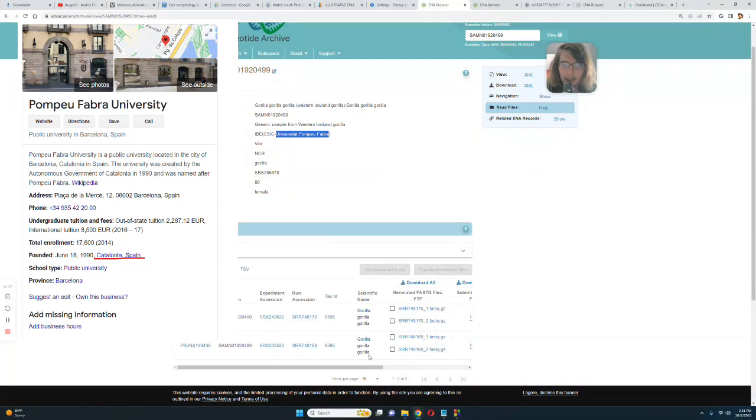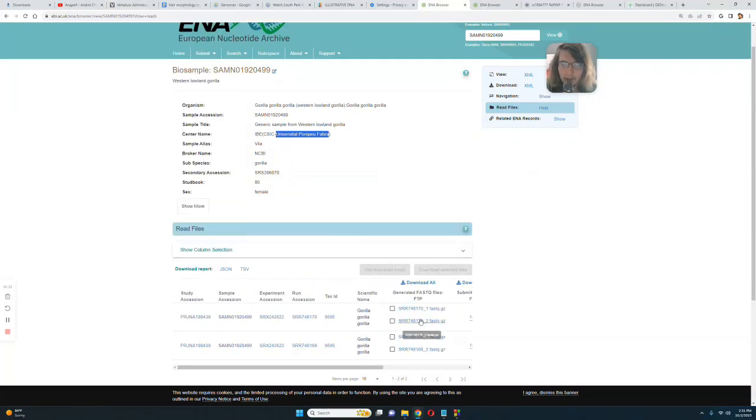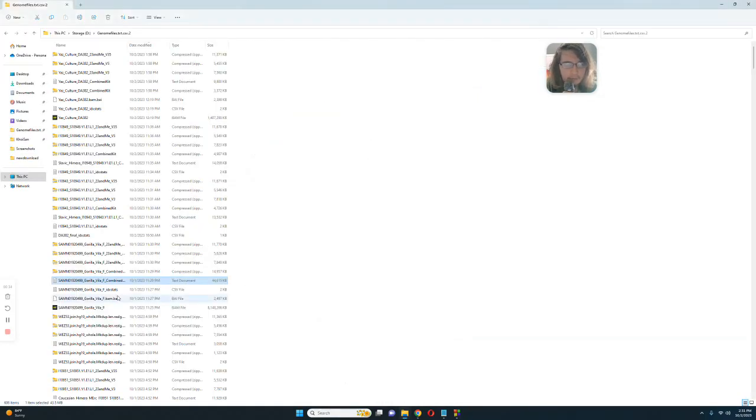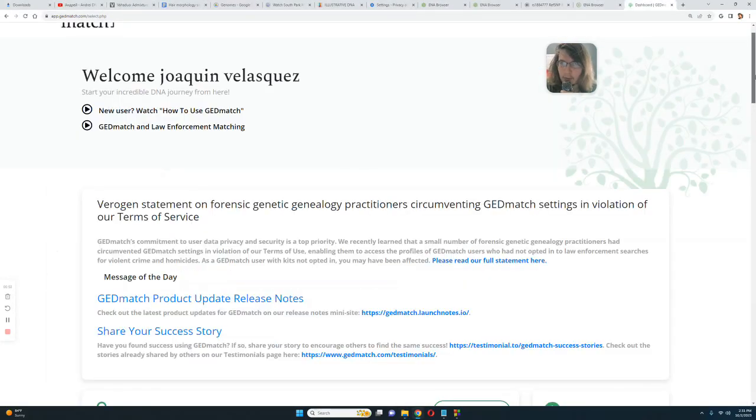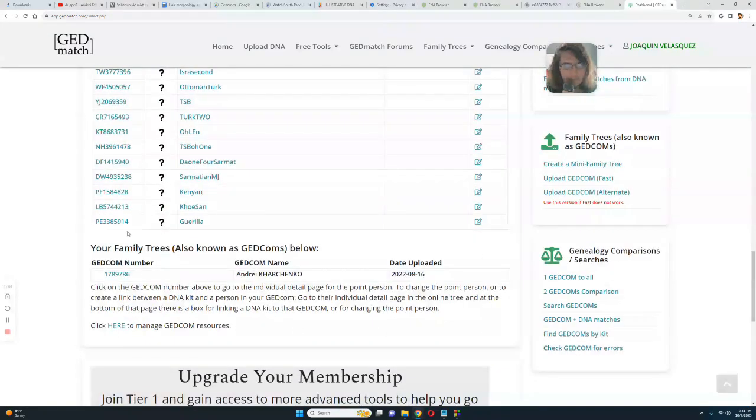So basically what I did is I downloaded the FASTQ, the genome file, then I mapped it using a human reference genome, and as the result, I got this BAM file, which is mapped to a human reference genome, and then I got the 23andMe file for the gorilla, and the 23andMe file is something you can use with GEDmatch, or you can use it with any kind of ancestry service for humans, or even my tools. You can run a 23andMe file with my tools. So let's take a look at what this gorilla scores with GEDmatch.